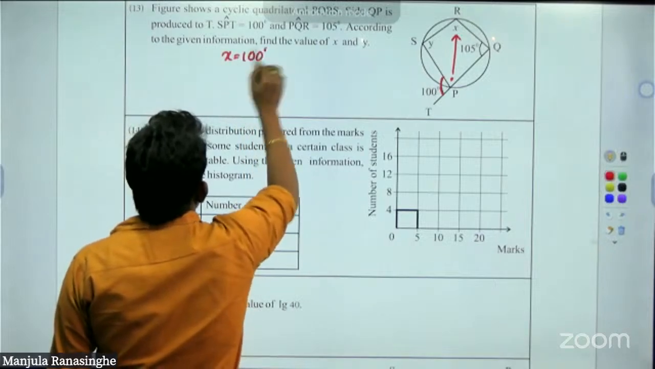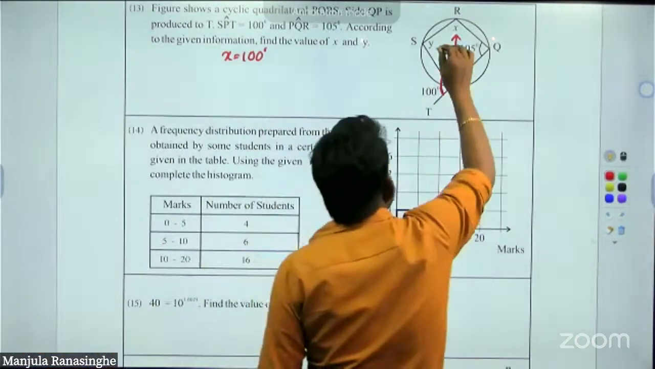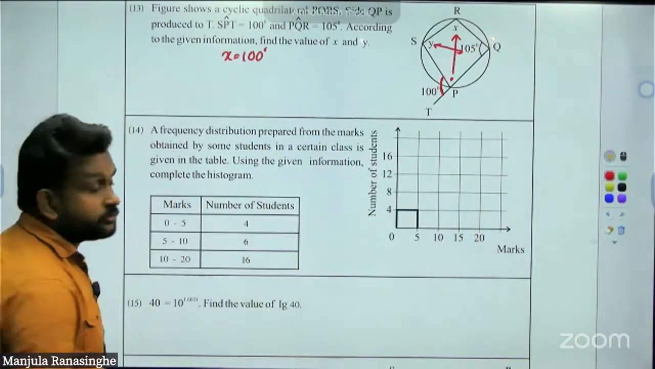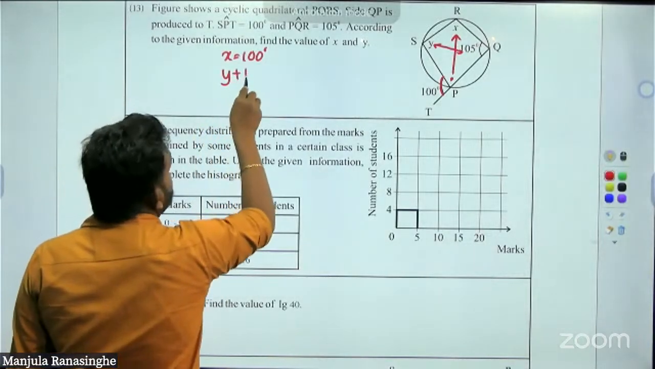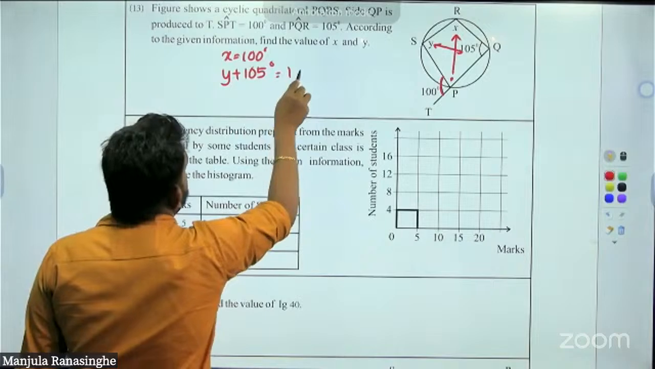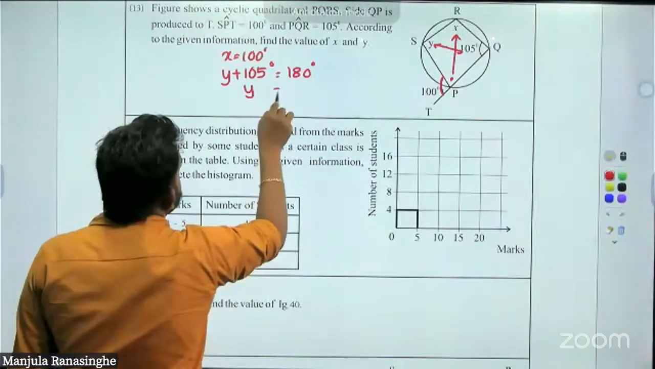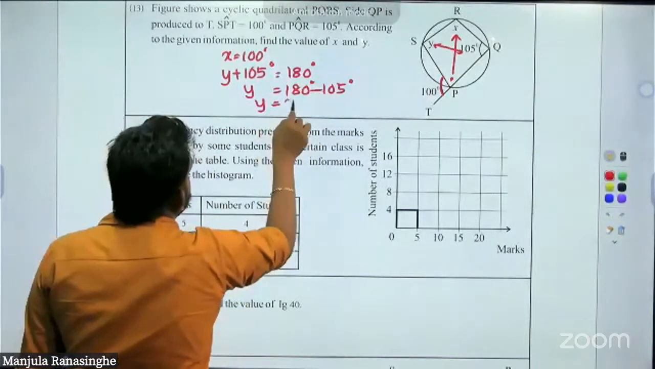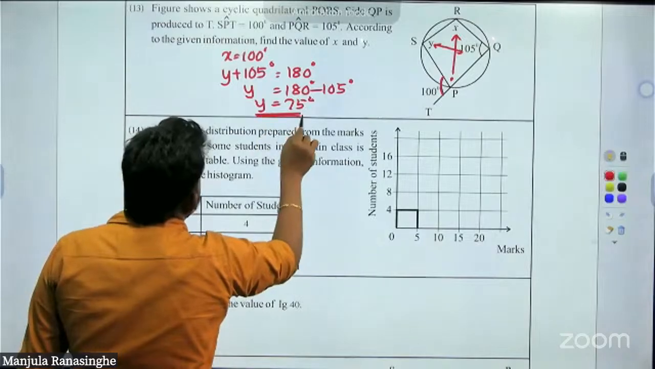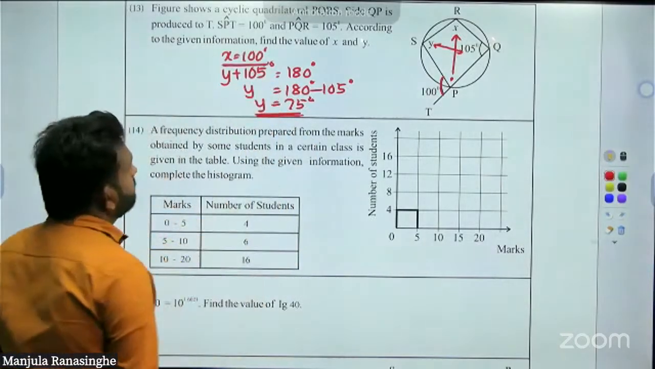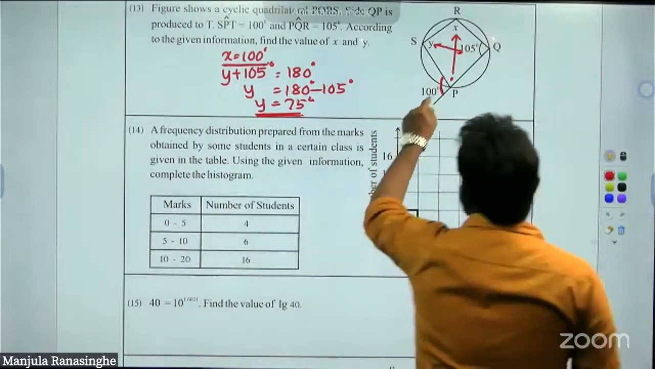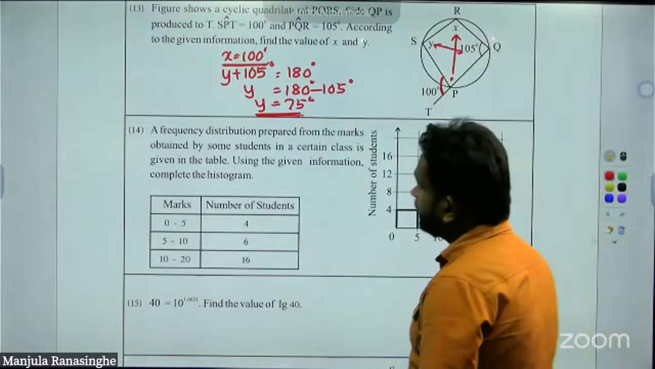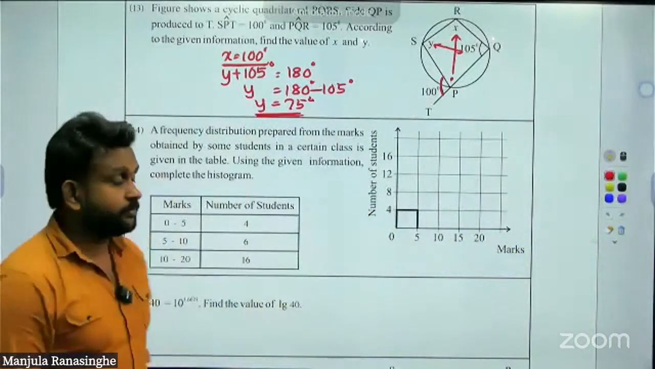Okay, fine. Then check, these are two opposite angles of the cyclic quadrilateral, y and 105. So you can further write y plus 105 equals 180 degrees. Then making y the subject, 180 subtract 105, so y equals 75 degrees. Okay, y is 75, x is 100. Now you know how to take it: x equals the interior opposite angle, and the sum of the two opposite angles becomes 180. One mark per each question.